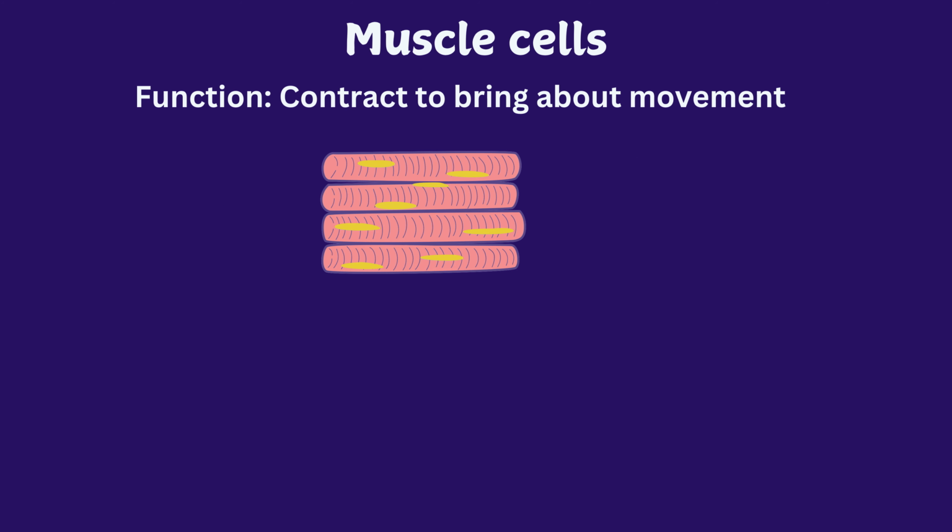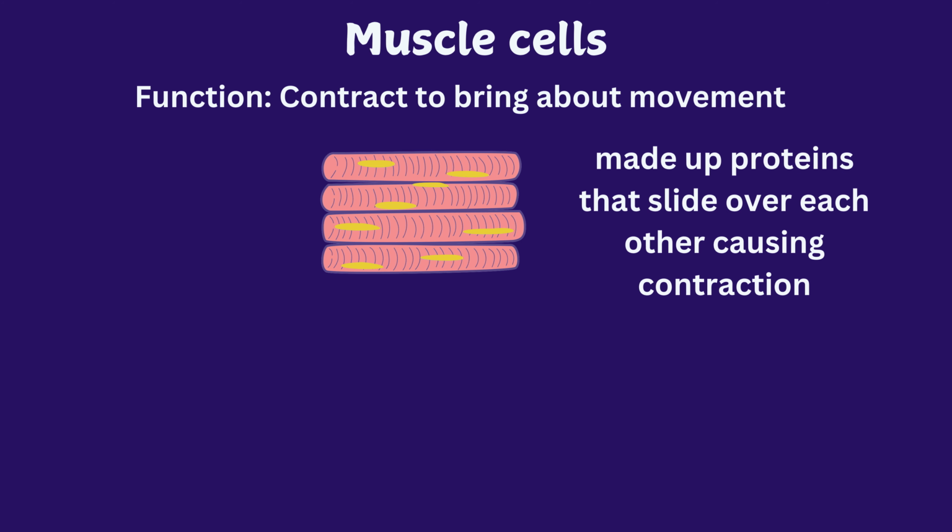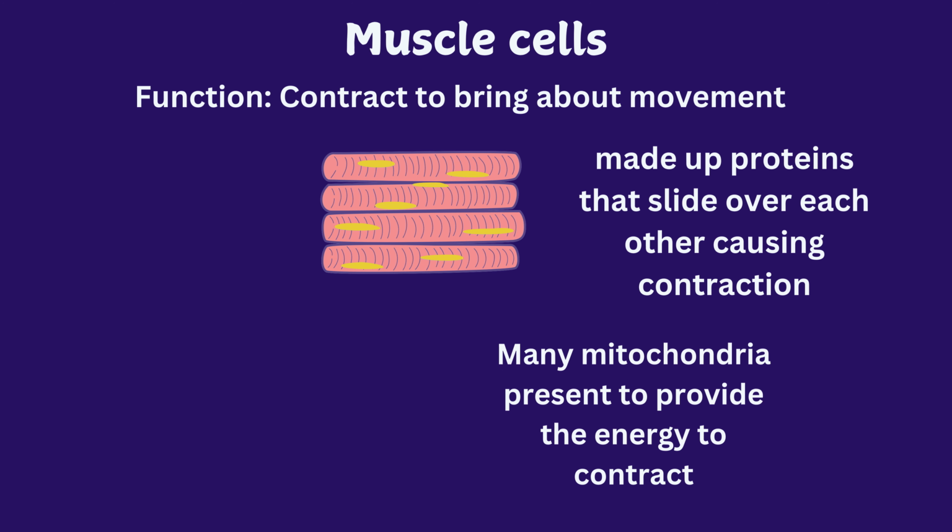Lastly, we have muscle cells. Muscle cells contract to bring about movement. Please remember, a group of muscle cells make up a muscle tissue. The muscle tissue is made up of proteins that slide over each other, causing contractions. They have many mitochondria present to provide the energy that is needed for contraction.